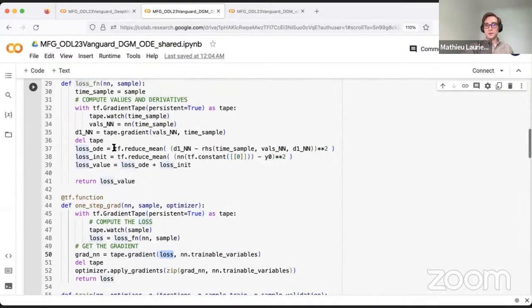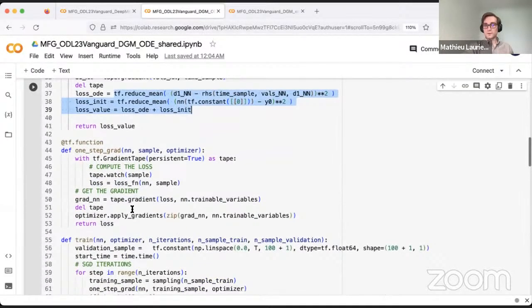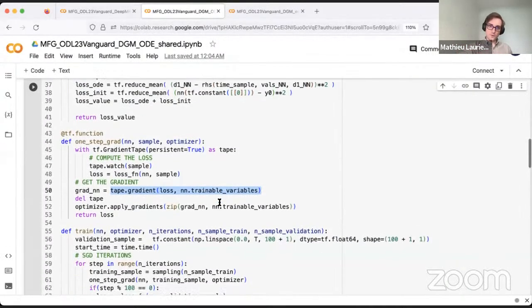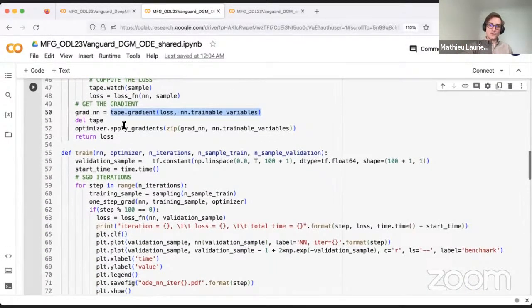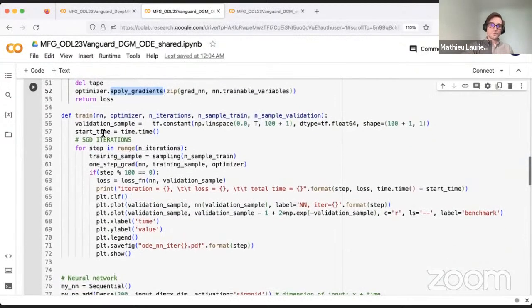So you see the loss involves all of that. And it can be even more complicated. So computing this gradient could be painful if I had to do it by hand, but here it's done in one line of code and quite efficiently. Apply gradient means that I update the neural network based on the gradients. Then you train, and training is basically just iterating one step of gradient. The rest is just for plotting.